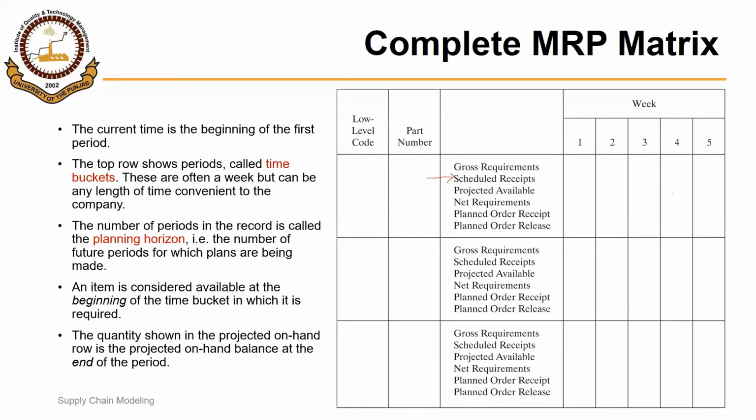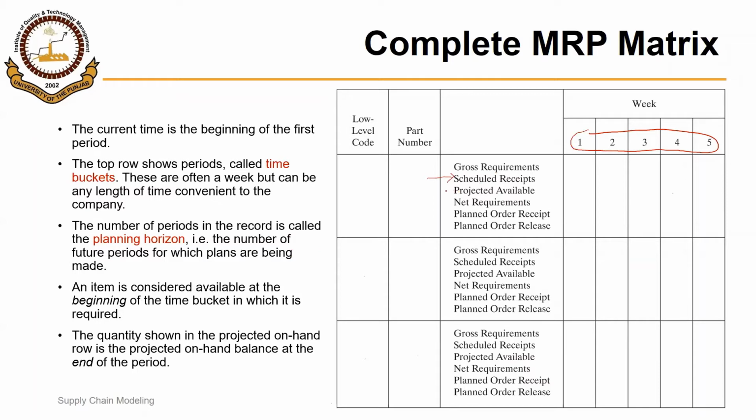the time period into future for which we are making the MRP matrix is called planning horizon, and this top row shows the time. These are often a week, but can be any length of time. So generally it is week, but it could be a day as well. So the number of periods in the record is called the planning horizon, that is 5 weeks in this case. An item is considered available at the beginning of the time bucket.